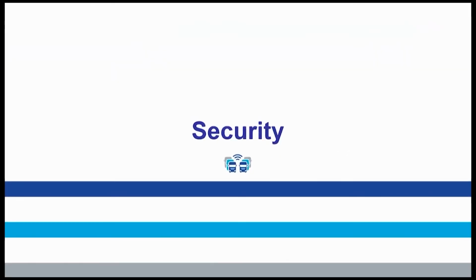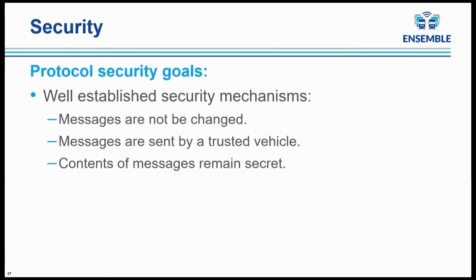The communication protocol all comes with security aspects, and there are two of them. Now, first of all, of course, I want to focus on the goals. What do we want to achieve with protocol security? First of all, we use well-established security mechanisms, which are common. We want to make sure that messages cannot be changed, and we can verify that. We also want to assure that messages are sent by trusted vehicles, and that can also be verified. And third of all, we want to make sure that each message remains a secret, so nobody can eavesdrop into these messages.